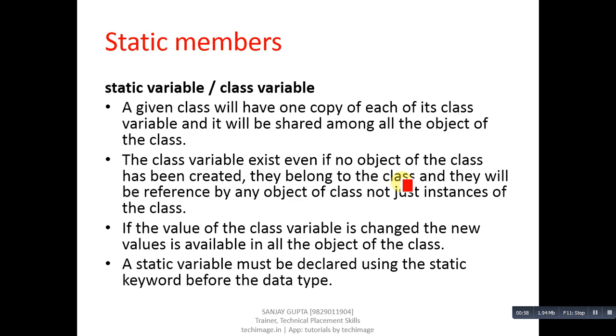They belong to the class and can be referenced by any object of the class, not just instances of the class. So if we do not create any object of the class, the class variables or static variables still exist. If the value of the class variable is changed, the new value is available in all the objects of the class. A static variable must be declared using the static keyword before the data type. So we have to use the static keyword before the variable to make it a class variable or static variable.